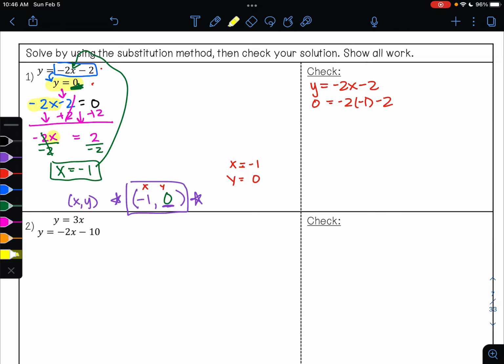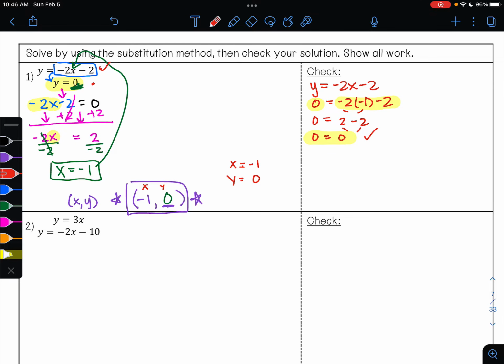What I'm trying to do is prove that the left side of the equation equals the right side of the equation. So I'm going to have 0 equals -2 times -1 is 2. 2 minus 2 is 0. I have 0 equals 0. This is a true statement. So the first equation works.